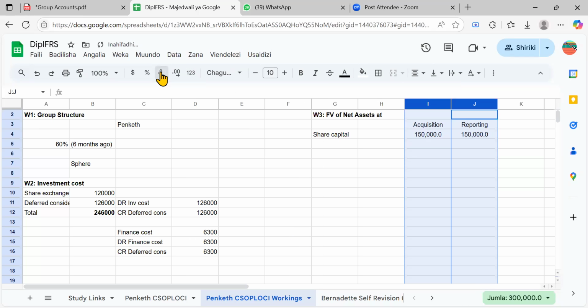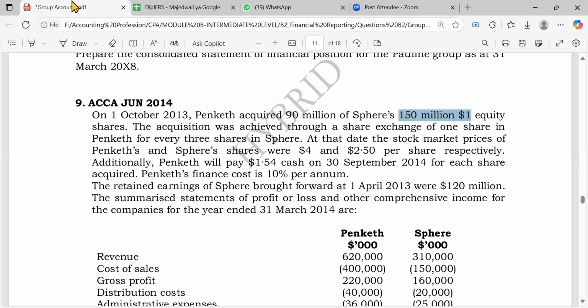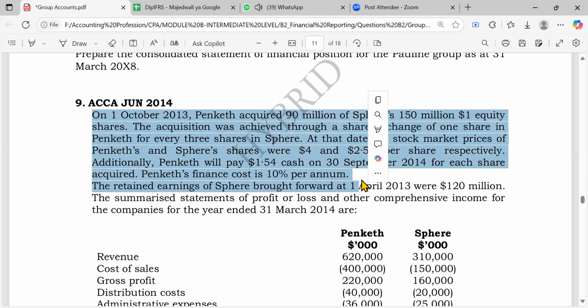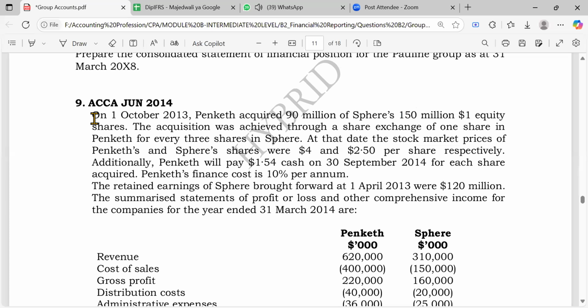Then we'd look for maybe the share premium, but it's nowhere to be seen here. And we are told the retained earnings of Sphere brought forward on 1st April 2013. This is not the year end. 1st April 2013, the beginning of the year, we are told it is 120. Of course, we want at acquisition and at reporting. So I'll have this one at 1st April.